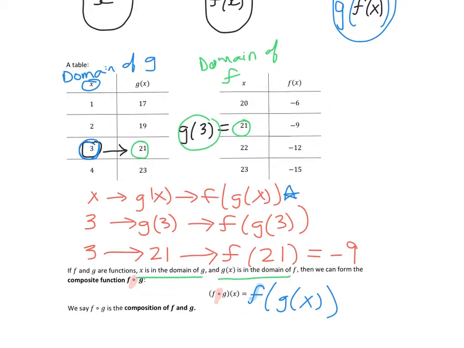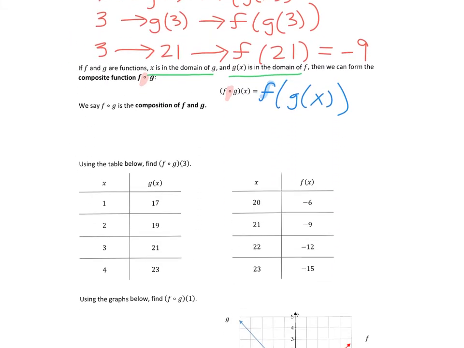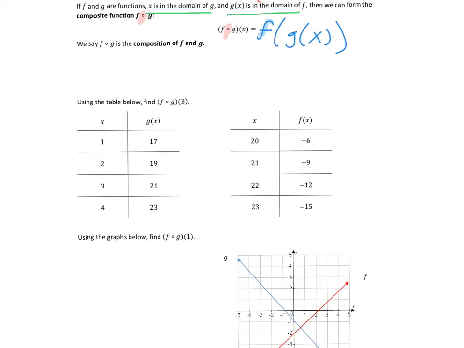Let's practice again. We're going to actually find not f of g of 3, because we just found that. F of g of 3 was what we did above, and we said that was -9. So let's find f of g of 4. All right, so take a couple seconds, see if you can figure it out.